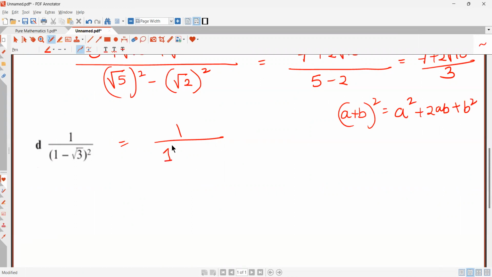A square is what? 1 square. Minus 2 into 1 into root 3. Right? 2AB plus B square. B square is going to be 3, na? Because what is root 3 square? 3. Yes or no? So ultimately 1 divided by. What is 1 plus 3? 4. Minus 2 root. Now can I do rationalization?